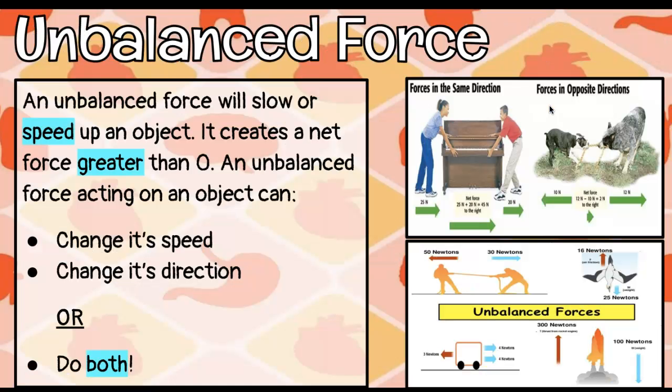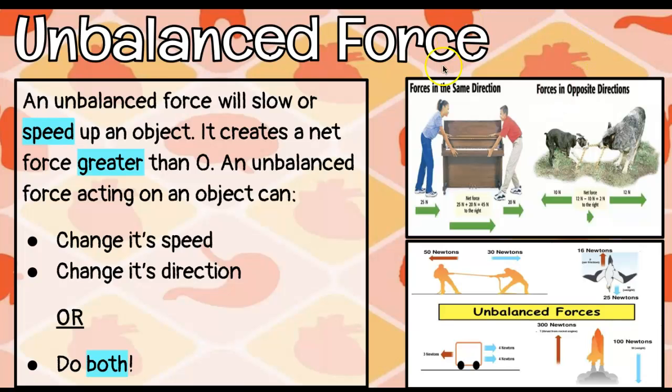The opposite of a balanced force is an unbalanced force. An unbalanced force pretty much means one object, or one person, is pushing more than another force is. With an unbalanced force, it can either slow something down or speed it up. So this is a force that definitely is going to change the motion of an object. It's always going to have a force greater than 0. So when you have an unbalanced force acting on an object, it can change its speed, it can change the direction it's moving, or it could do both.